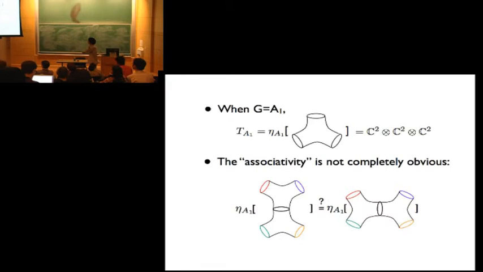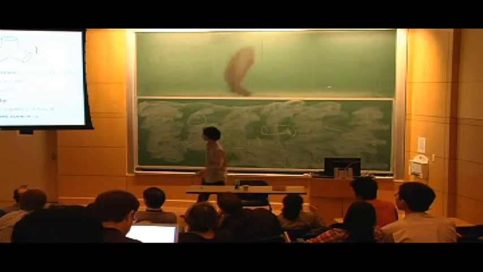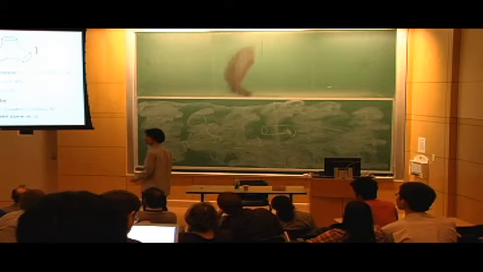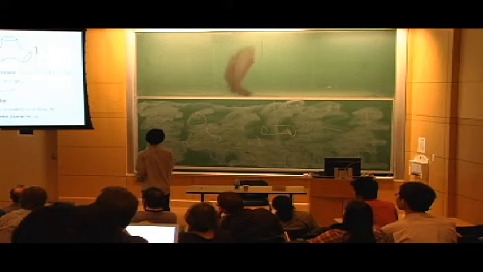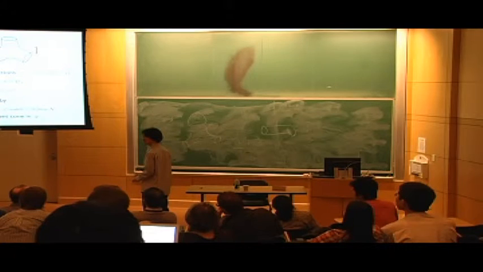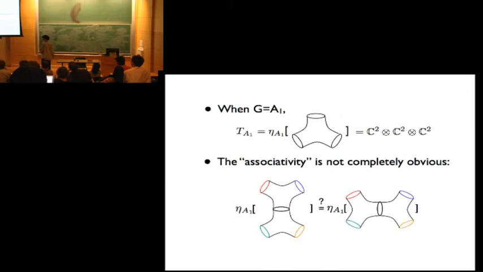Pardon? Oh, you want to check this? This rank G is 1, right? N is 1. Oh, it's wrong. No, it should be even. Yes. I guess it should be 6 times. Six times. Sorry, I think this is a trivial typo. Sorry about that, because this is dimension 8, right? Yeah. Sorry.